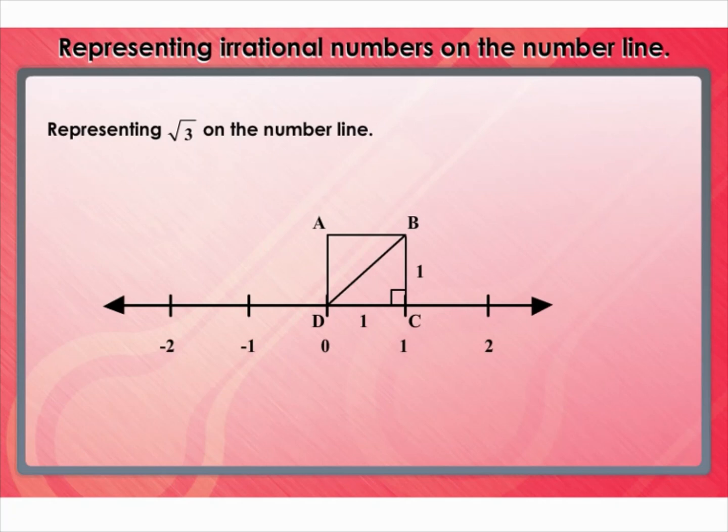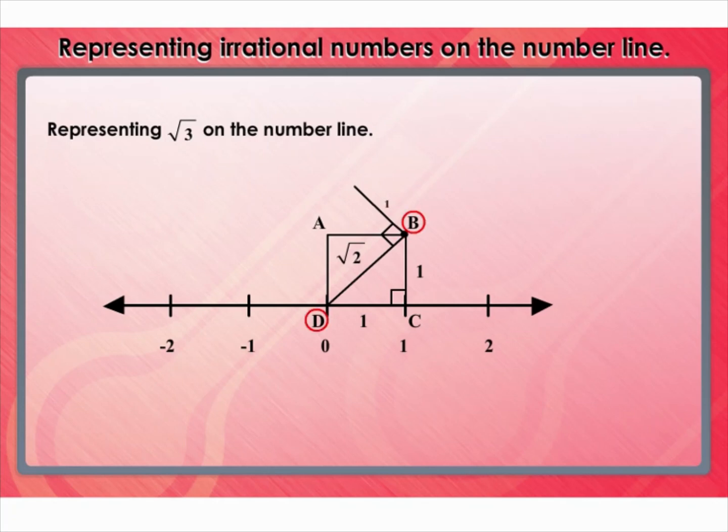Representing root 3 on the number line. How do we represent an irrational number on the number line? Draw a unit square on the number line. In the example of root 2, we have seen the length of OB is root 2 by Pythagoras Theorem. Now we have to show square root 3 on the number line.